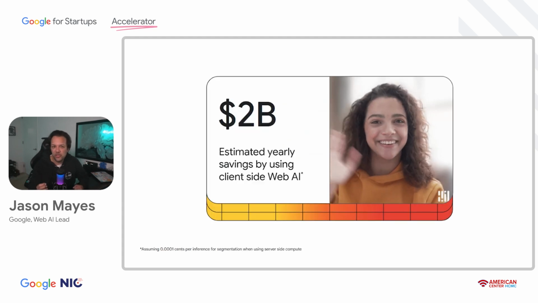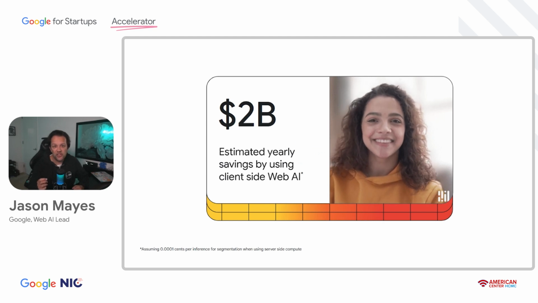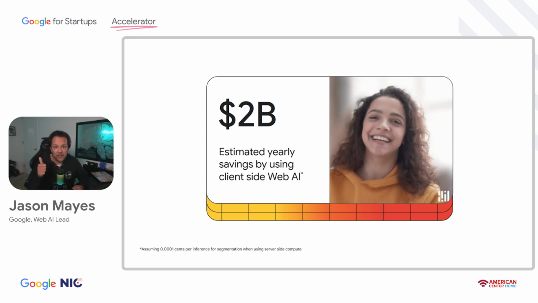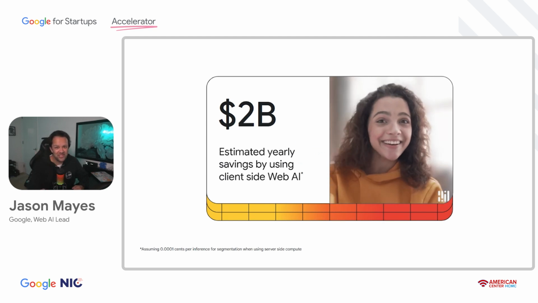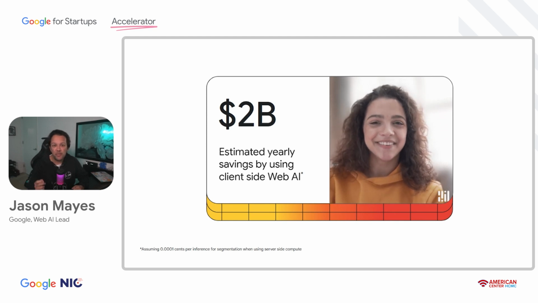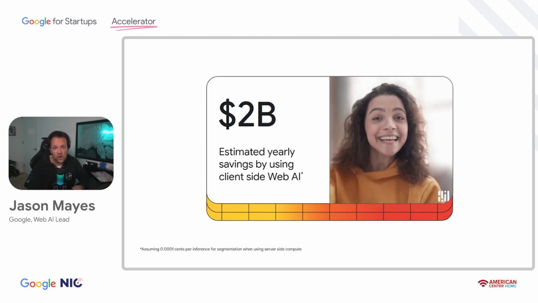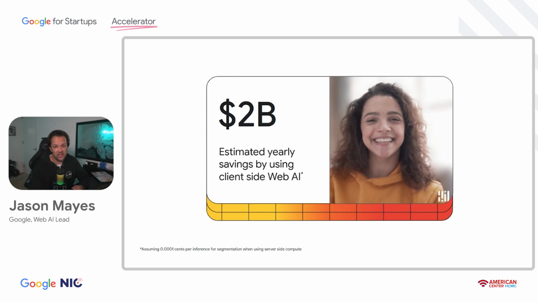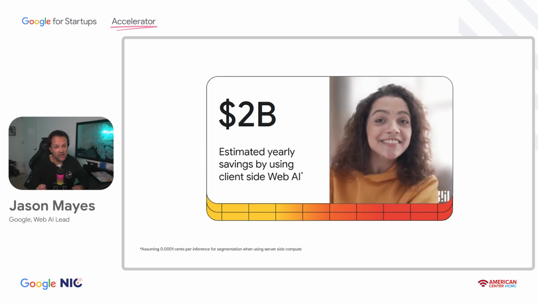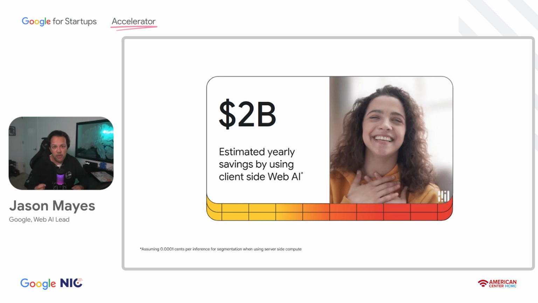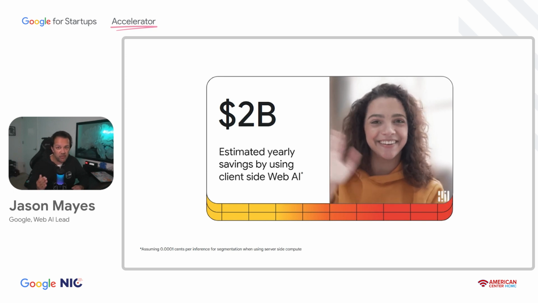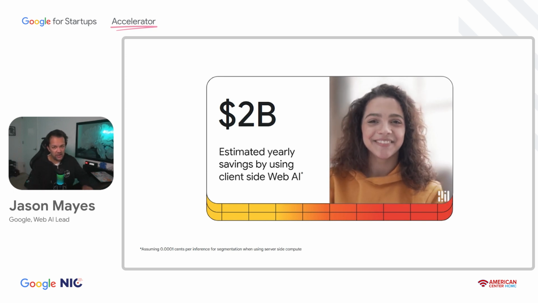Now, even if we assume an ultra-low cost of just 0.0001 cents per segmentation, that would still be $5.4 million per day, which is around $2 billion a year for server-side AI model inference costs. By performing the background blurring on the client side with web AI, that cost goes away.